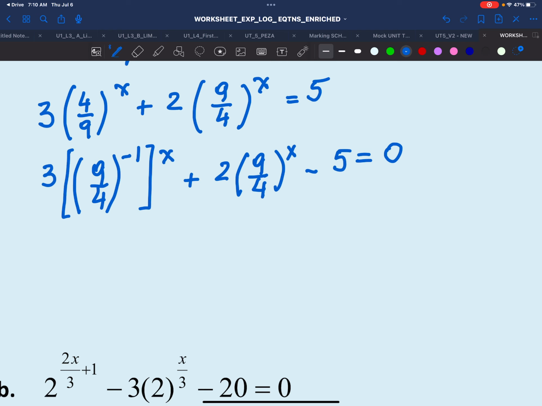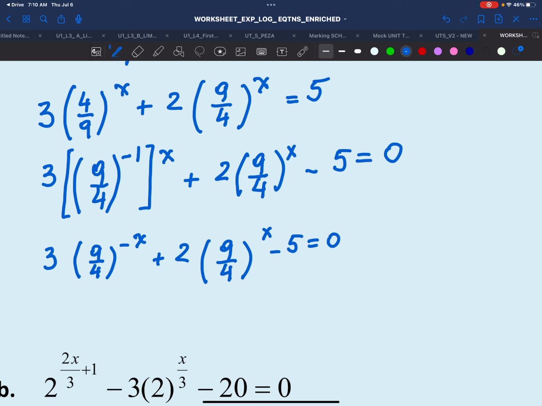So next, what we can do is simplify. And again, I'm taking the steps slowly. You don't have to show all the steps the way I am right now. So 9 over 4 to the power of negative x plus 2, 9 over 4 to the power of x minus 5 equals 0. Now, for some people, it would be easier to envision the equation a little bit differently.